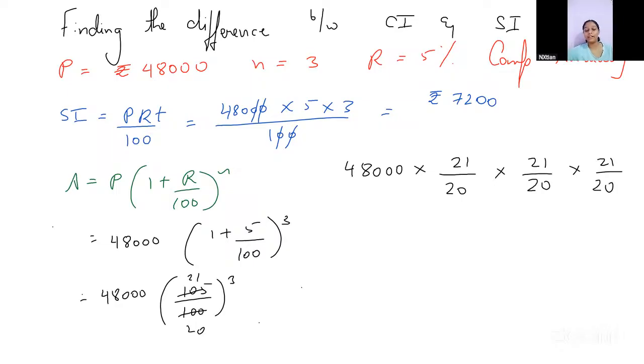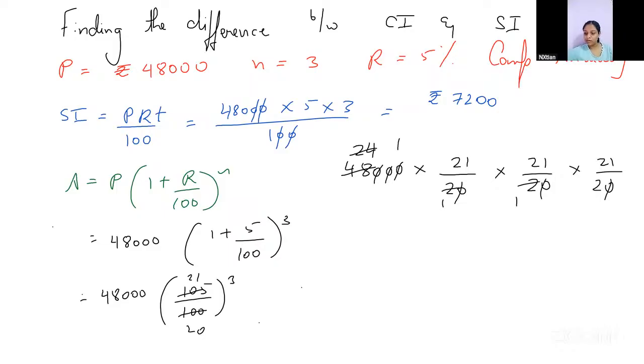Okay, now I got it. We were just finding out the amount, not the CI. We haven't calculated the CI yet. We didn't do A minus P. I didn't do it fully. I get it now. Now you get 7566. Yeah, now I got it.